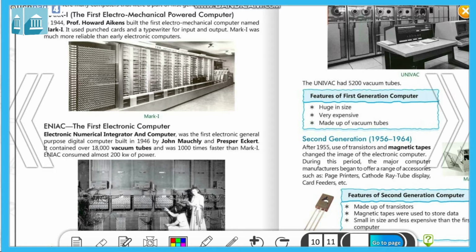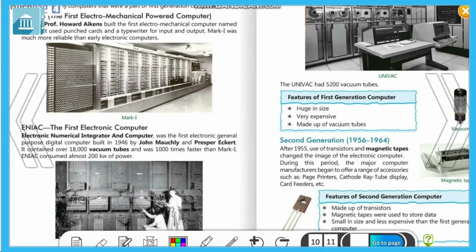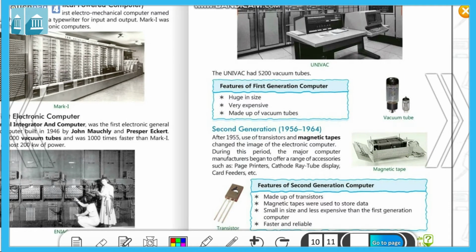Now, ENIAC contained over 18,000 vacuum tubes. What are vacuum tubes? They store electrons, and vacuum tubes are used to run the computer. The computer gets electricity through vacuum tubes. So ENIAC had over 18,000 vacuum tubes and was 1,000 times faster than Mark 1. ENIAC consumed almost 200 kW of power. Okay, now you can see the picture of how big it is.